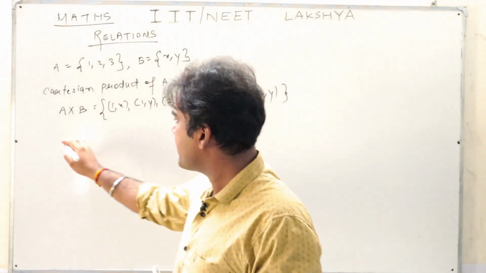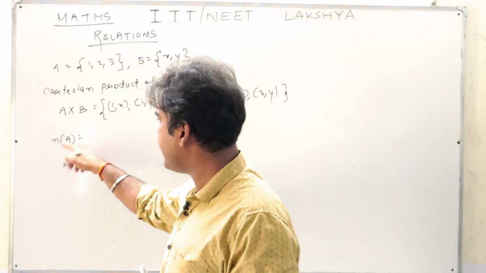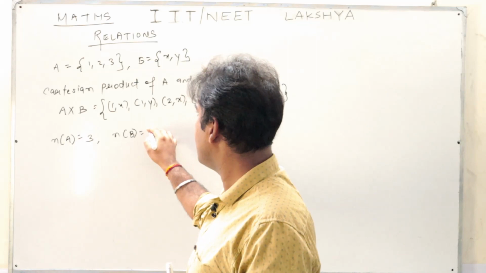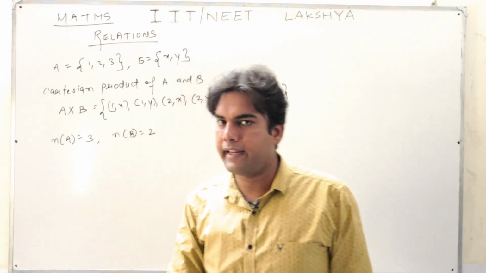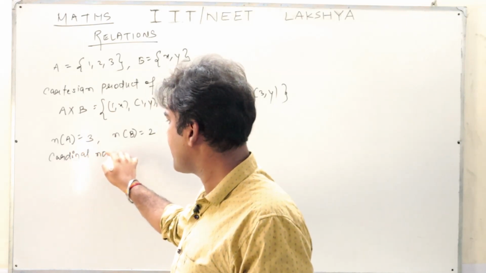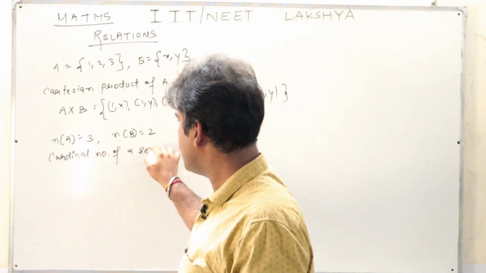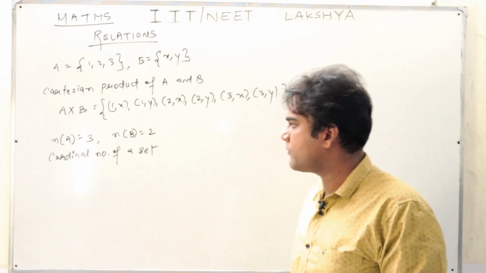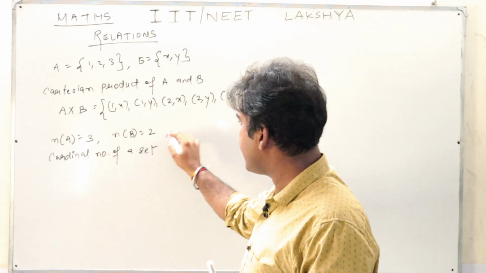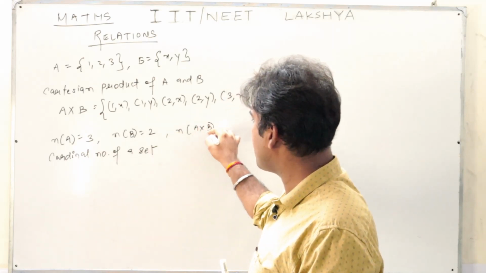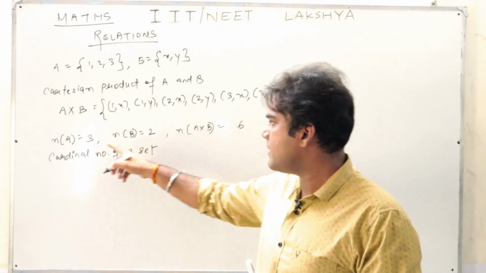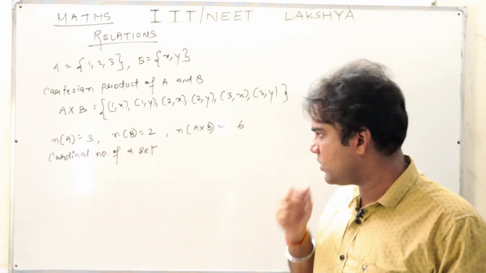If you see carefully, how many elements were there in set A? 3 elements. And how many elements were there in set B? 2 elements. This is known as the cardinal number of a set. Cardinal number of a set means the number of elements of that set. So n of A is 3, n of B is 2. And if I ask you what is n of A cross B, that is the Cartesian product of A and B, that will be 1, 2, 3, 4, 5, 6. Which you can simply do as 3 into 2, which is 6.